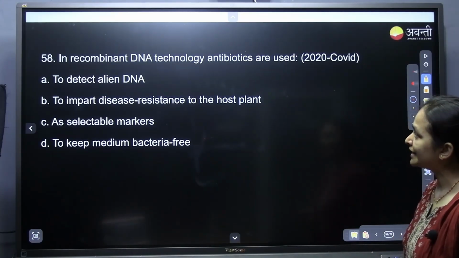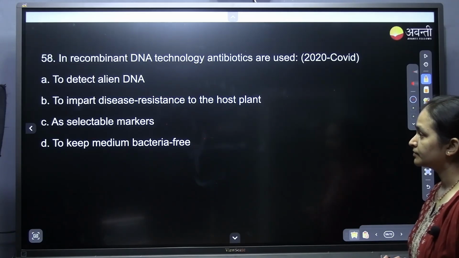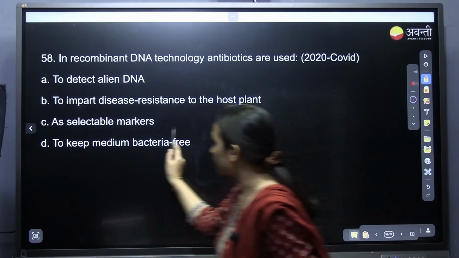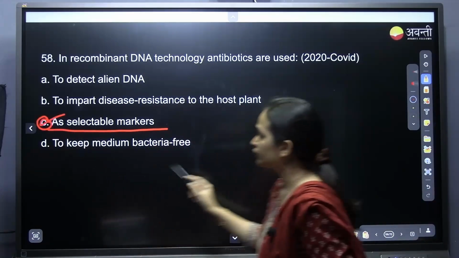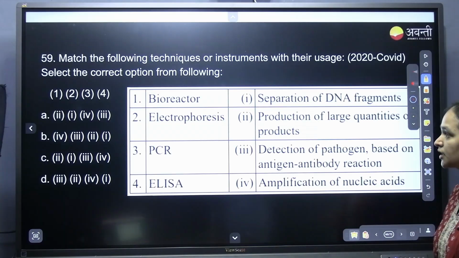In recombinant DNA technology, antibiotics are used as selectable markers in order to find which are transformants and non-transformants.